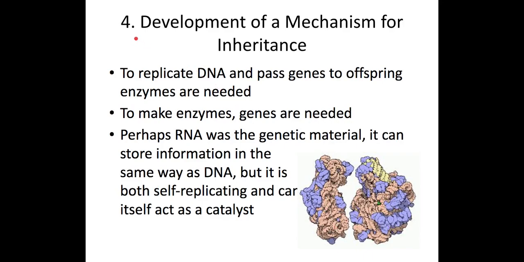All right, and then the fourth theory is the development of a mechanism for inheritance. To replicate DNA and pass genes to offspring, enzymes are needed. And to make and produce enzymes, genes are needed. It is theorized that perhaps RNA was the first genetic material used by cells, as it can store information in the same way as DNA, but it is both self replicating and in itself can act as a catalyst.